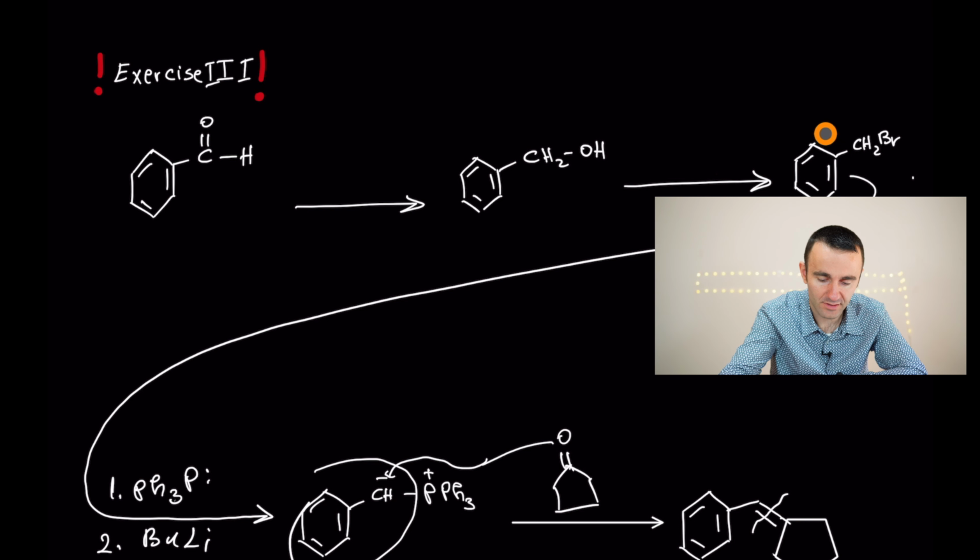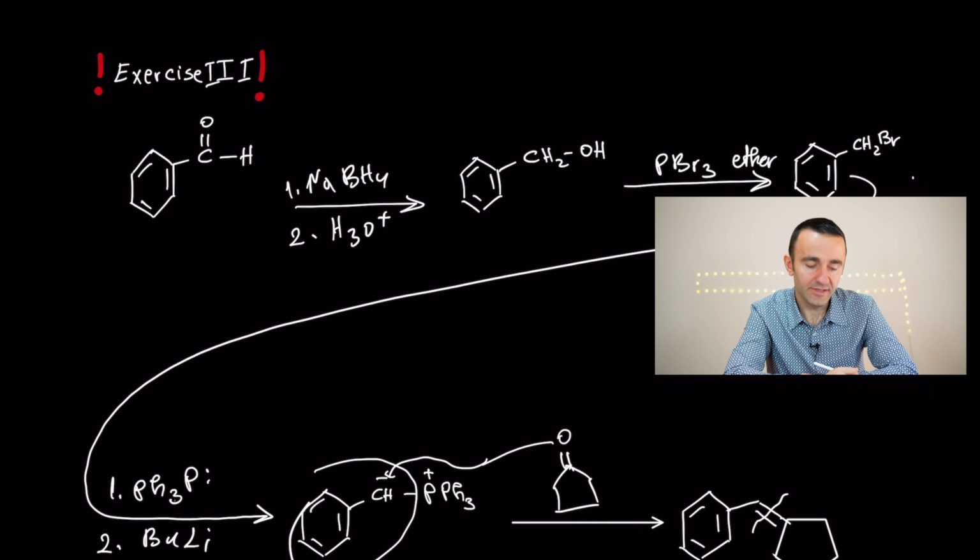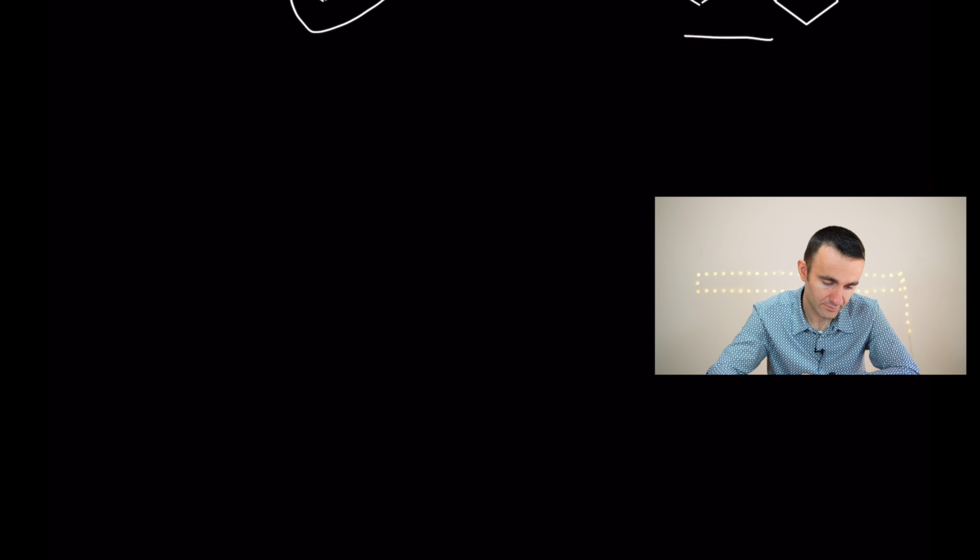Now, from this to this compound, sure, you know again, primary alcohols, phosphorus tribromide in ether. And from this compound to this compound, from aldehyde to alcohol, in this case, we do not have addition of any carbon. So what we are going to do is a reduction with sodium borohydride in H3O+. Right? And I think we are done.